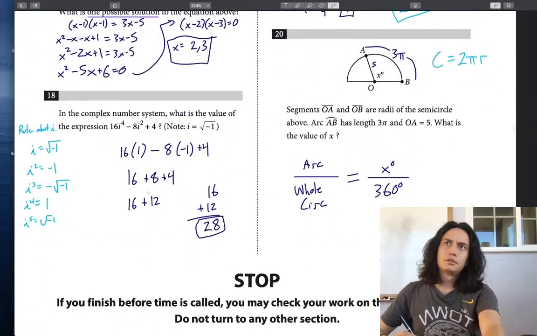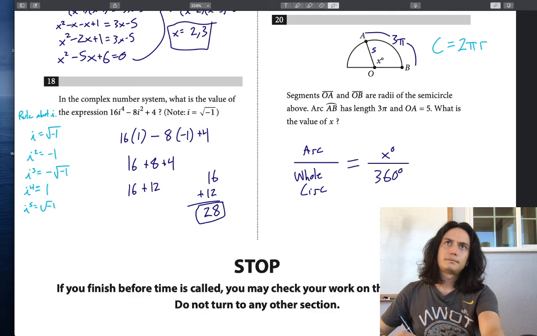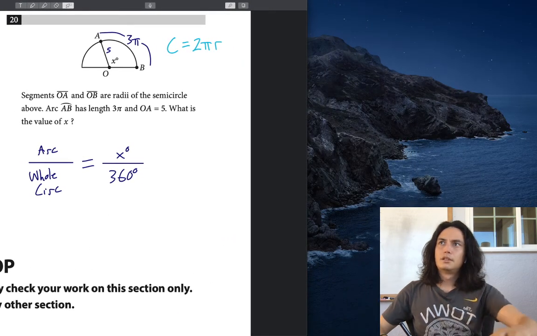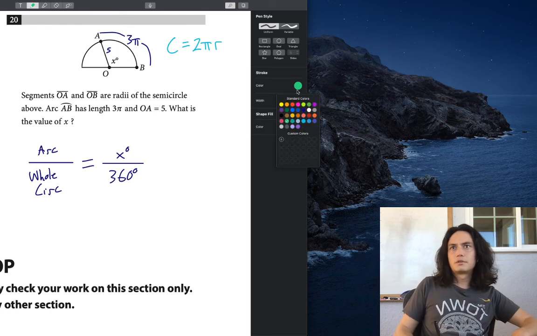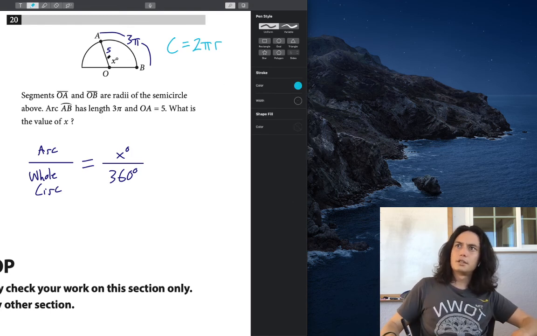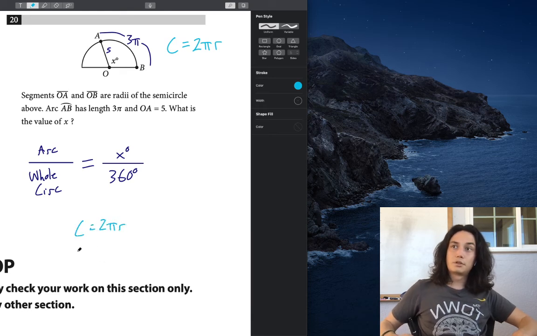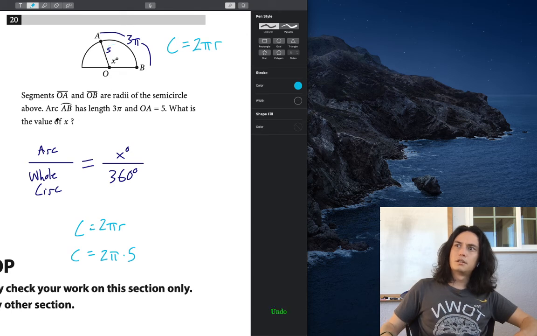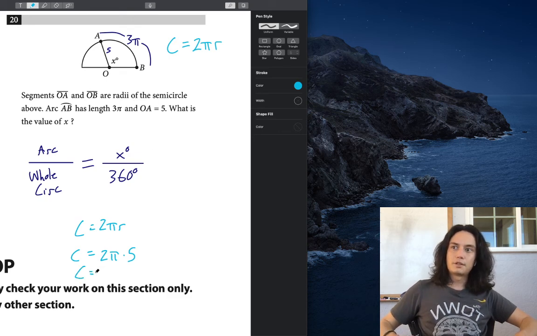So we're going down. Here's question 20. Let's just solve for the circumference first. This feels like it makes sense. The circumference equals 2 pi r. So the circumference equals 2 pi times 5, because 5 is the radius. How do we know that? Because OA is 5, this is 5. Separately, they say OI is a radius, so the radius is 5. So the circumference is 10 pi. It's 2 times 5 times pi.